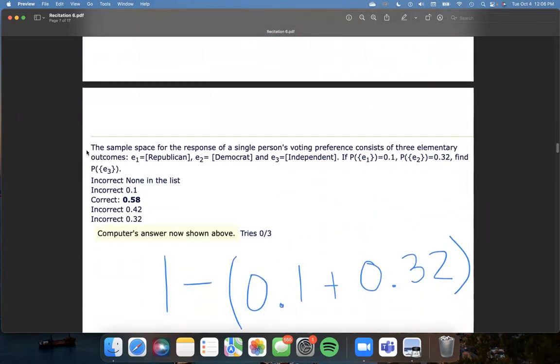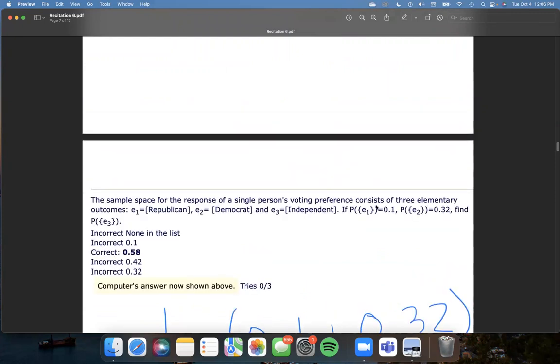Next, the sample space for the response of a single person's voting preference consists of 3 elementary outcomes. So we have E1 is Republican, E2 is Democrat, and E3 is independent. The probability that a single person's voting preference is Republican is 0.1. The probability that a person's voting preference is Democrat is 0.32. And we want to find the probability that a single person's voting preference is E3.